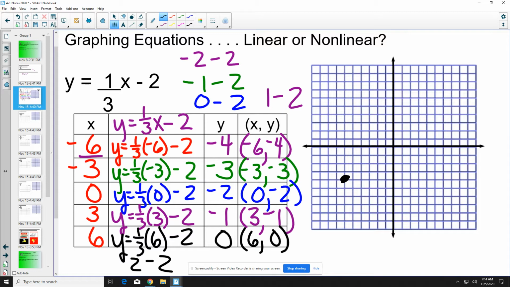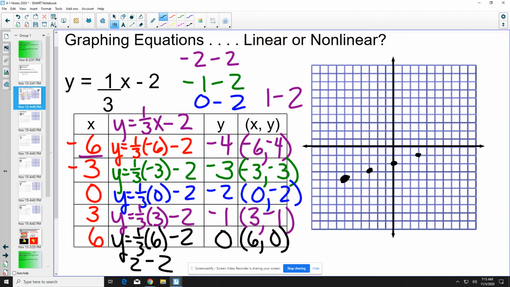Okay, my next point is -3, -3. So you go left 3, down 3. My next point is 0, -2. 0 means don't go left or right. -2 means go down 2. Put a point at 0, -2. All right, put a point at 3, -1. That means go right 3, down 1. And my next point on my graph is 6, 0.